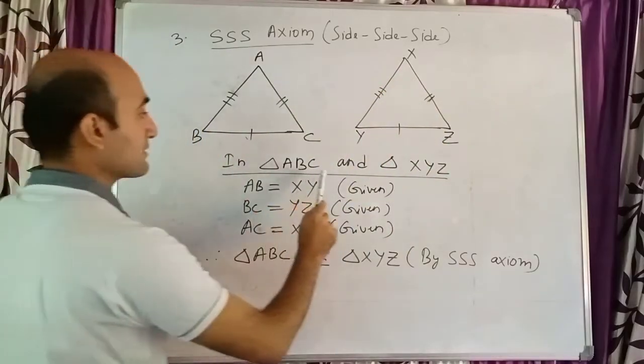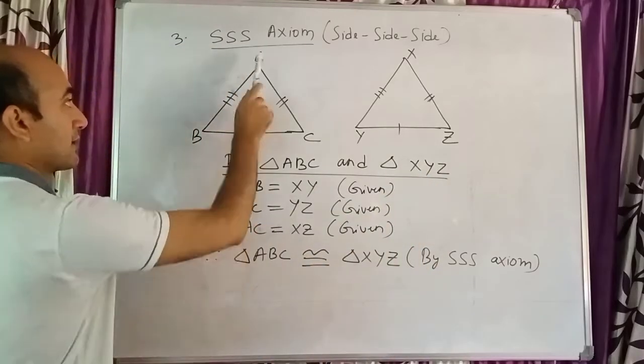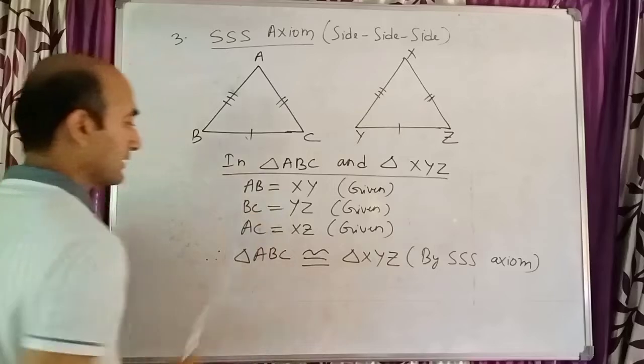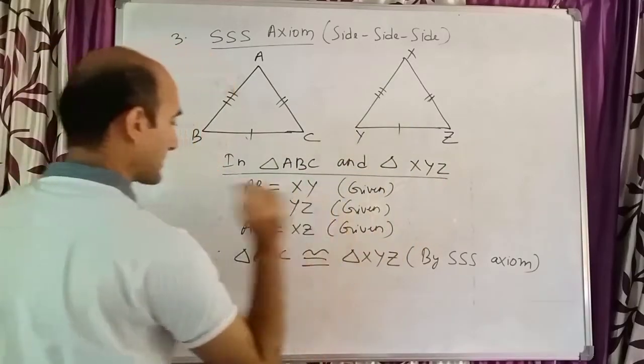So in triangle ABC and triangle XYZ, AB is equal to XY, it is given. BC is equal to YZ, it is given.